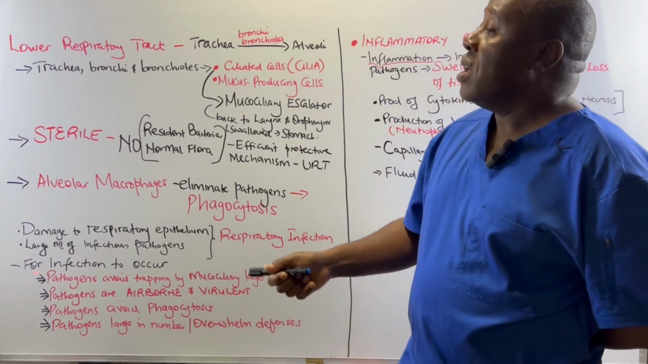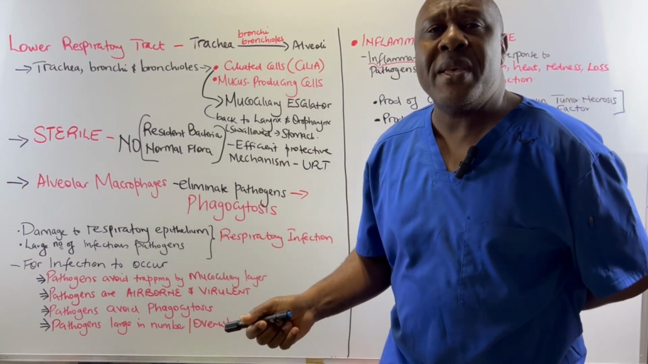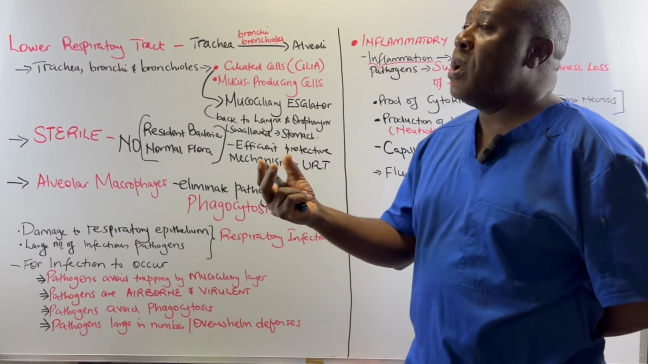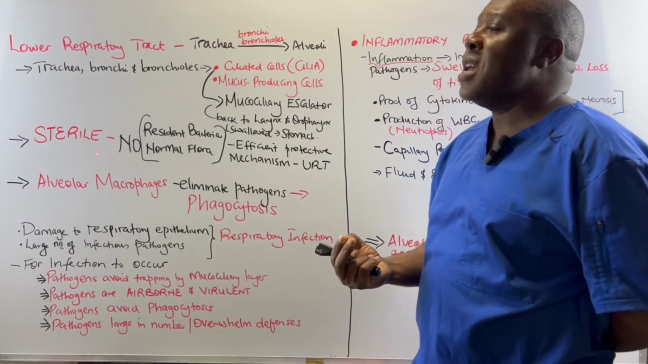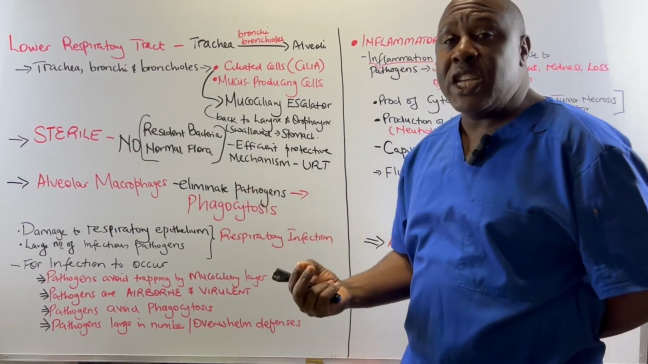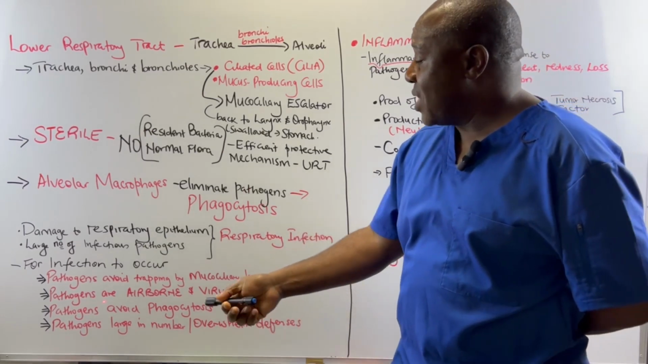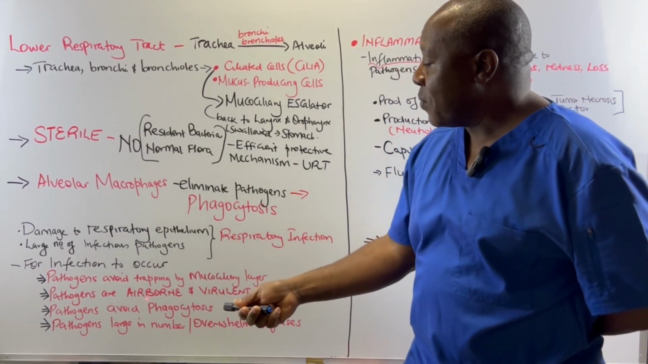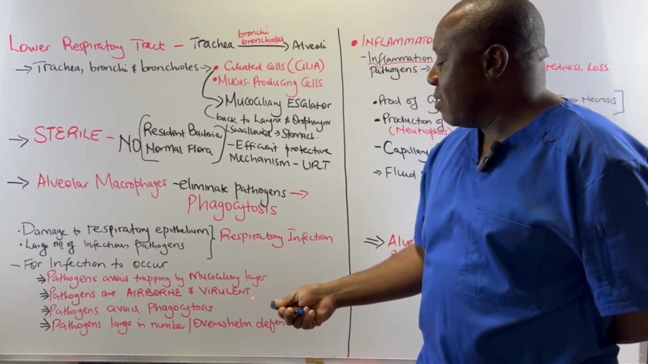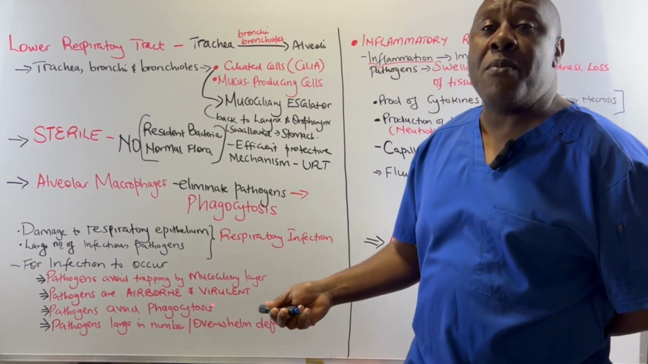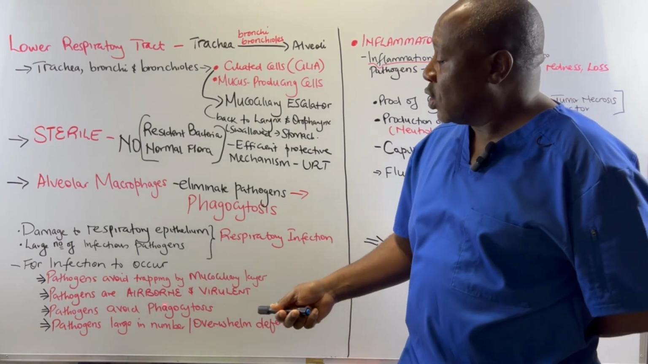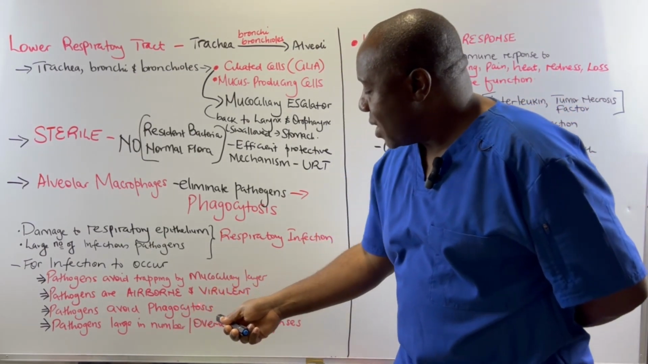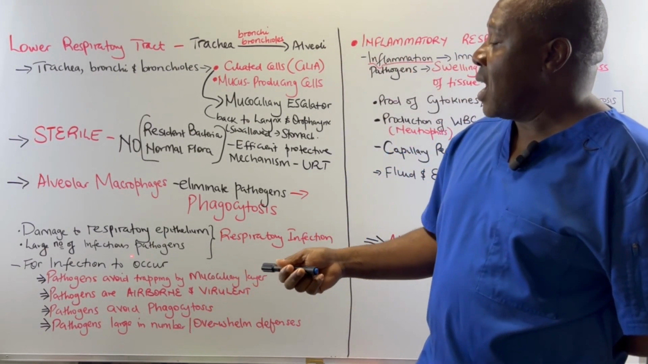Number two, these pathogens must be airborne. In other words, we must be able to breathe them in. We must be able to take them into our respiratory tract by the process of breathing. So they must be able to be carried in air. And apart from that, they must be very virulent. They must be able to cause an infection. So the pathogens are airborne and virulent, and that's why we get an infection.